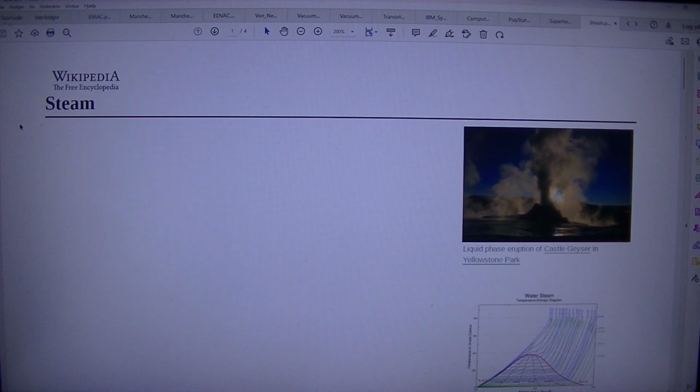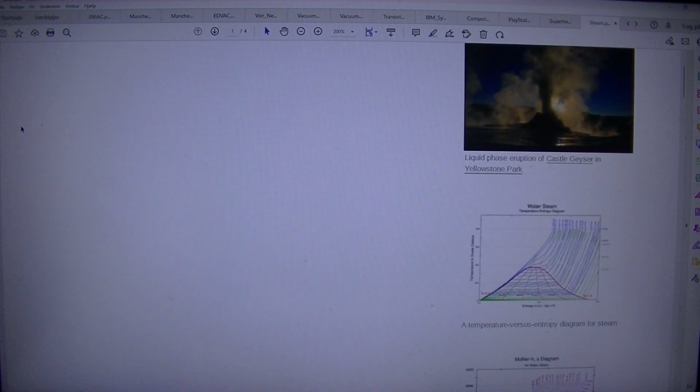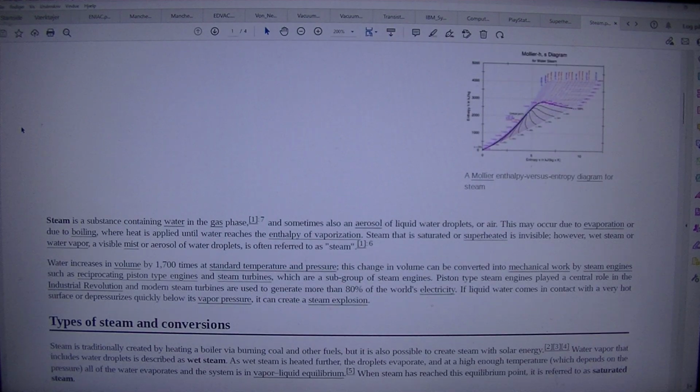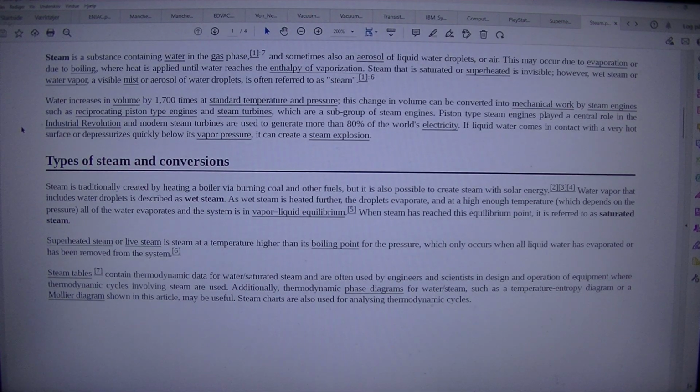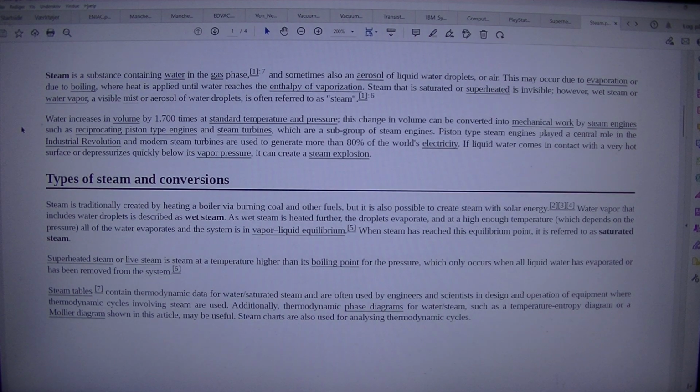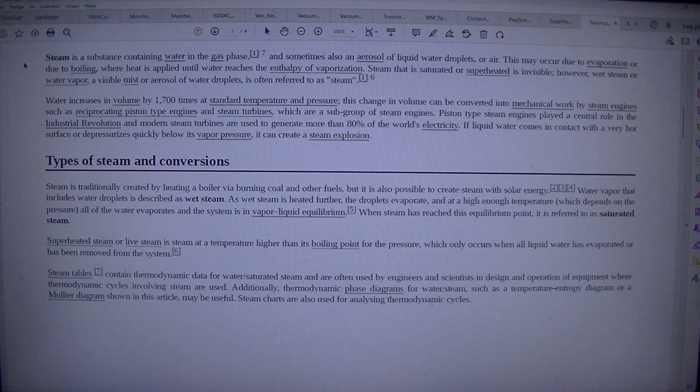Steam. Liquid phase eruption of Castle Geyser in Yellowstone Park. A temperature versus entropy diagram for steam. A molar enthalpy versus entropy diagram for steam. Steam is a substance containing water in the gas phase, and sometimes also an aerosol of liquid water droplets, or air. This may occur due to evaporation or due to boiling, where heat is applied until water reaches the enthalpy of vaporization. Steam that is saturated or superheated is invisible. However, wet steam or water vapor, a visible mist or aerosol of water droplets, is often referred to as steam.